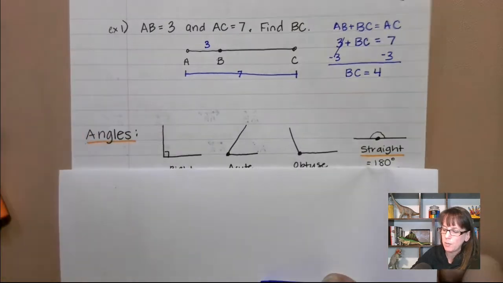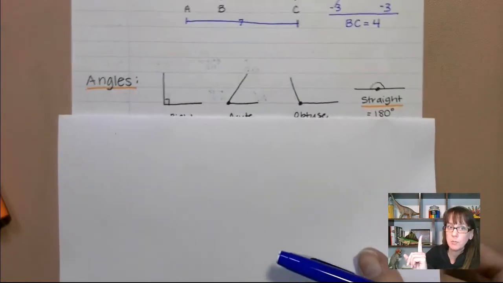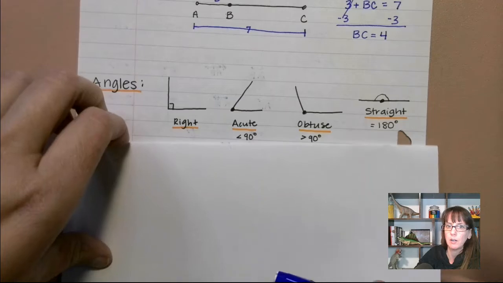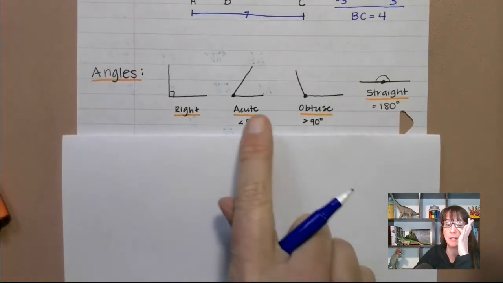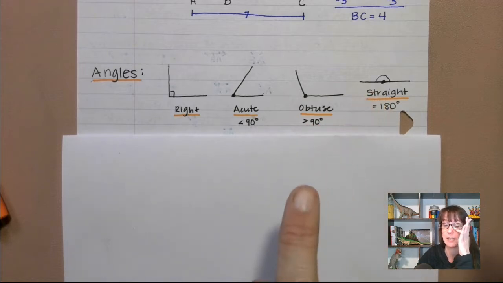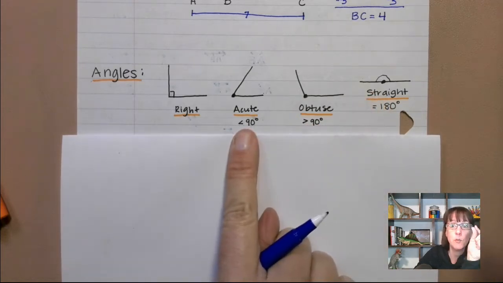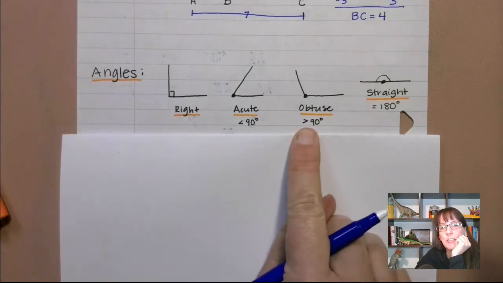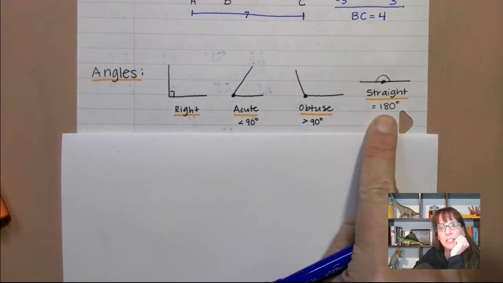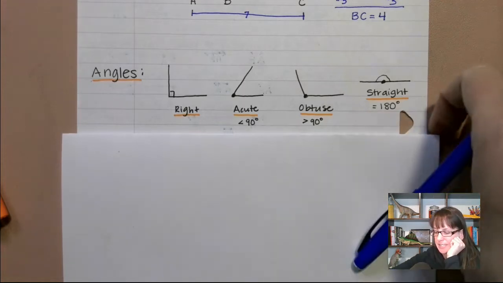All right, so grab your notebook, make sure that you write this one down. Your angles, you want to make sure that you've got all these guys right here. Pause the video if you need to. We have a right angle, an acute angle, an obtuse angle, and a straight angle. An acute angle is a cute one. It's tiny, less than 90 degrees. Obtuse is greater than 90 degrees, and a straight angle is 180 degrees.